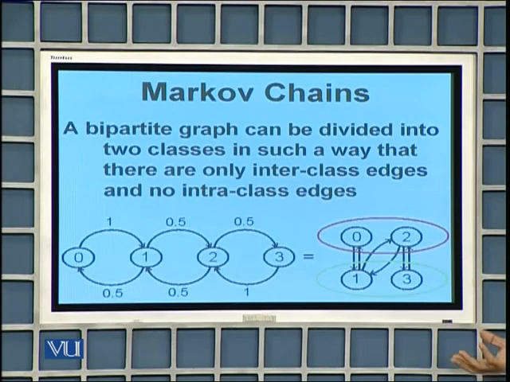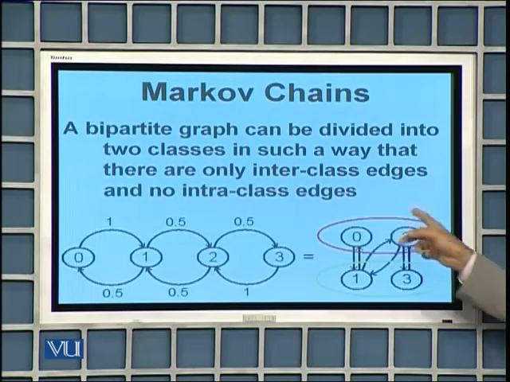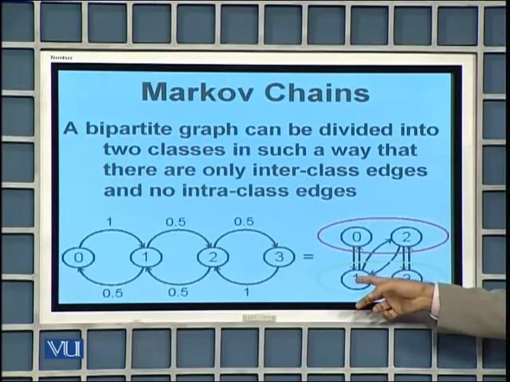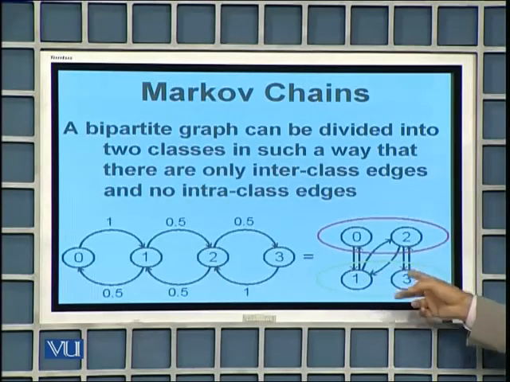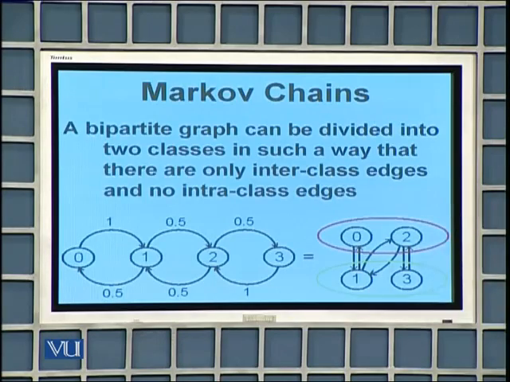So this results in this Markov chain having a periodicity of 2. Since you cannot move in one step from this node to any other node in this group, you cannot move from this node to any other node in this group in one step. You have to have cycles of 2, 4, 6, and 8. Hence, this Markov chain has a periodicity of 2.